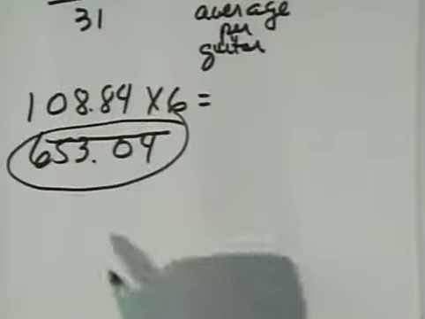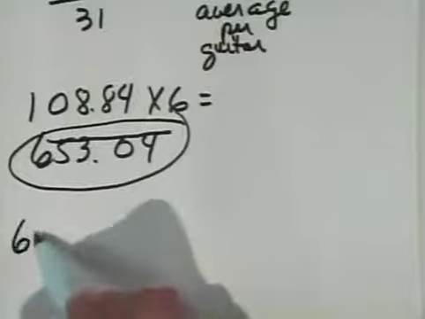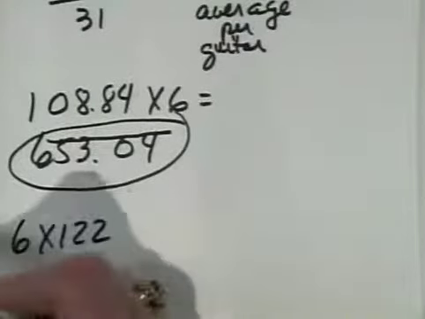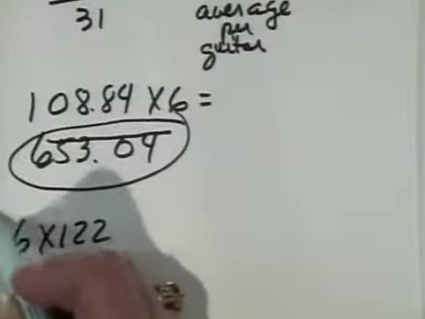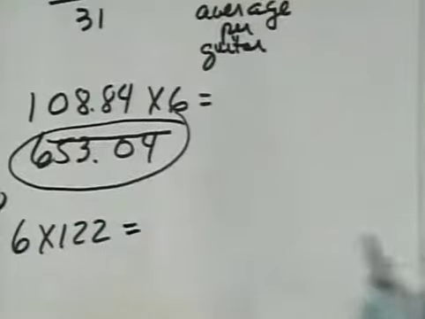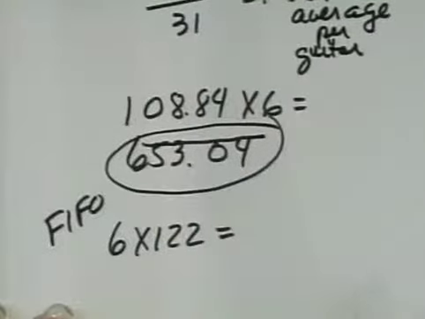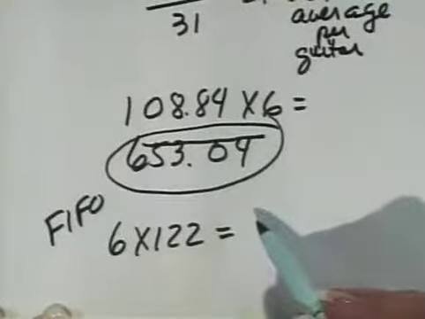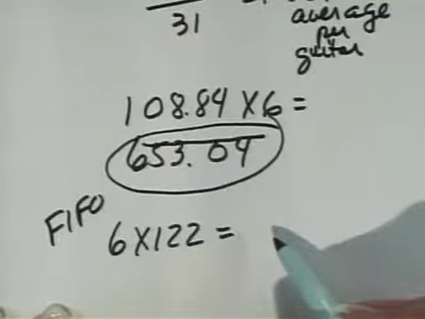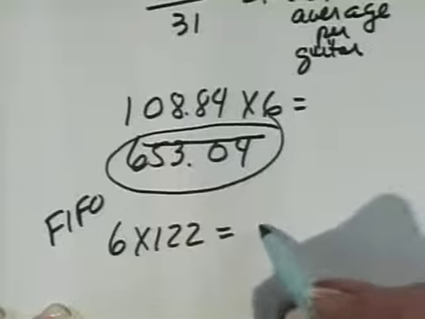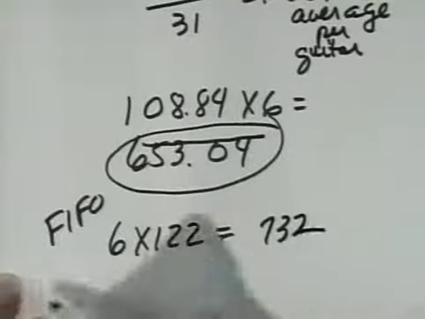We would have taken, what numbers did you use to get that, Cassandra? I took 6 times 122. Good. If I'm doing first in, first out, I'm going to take 6 times 122 to get my answer. Somebody that's got their calculator clicking, tell me what that is. 732. Good.